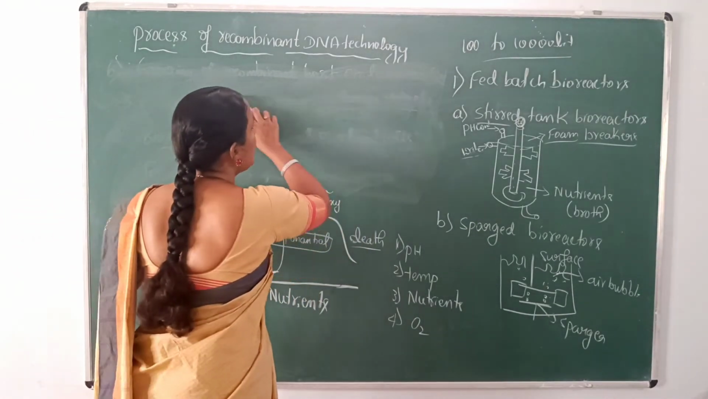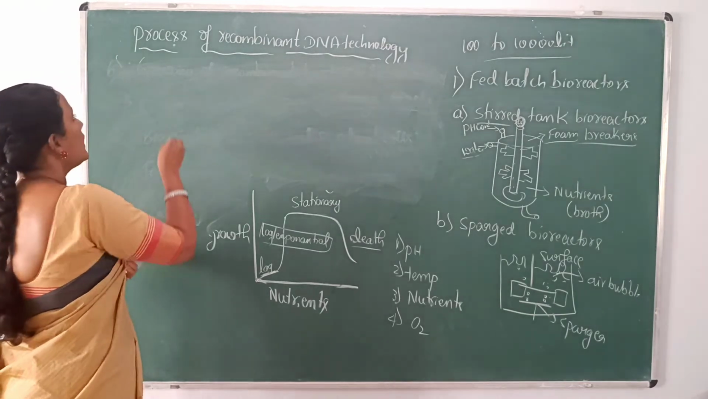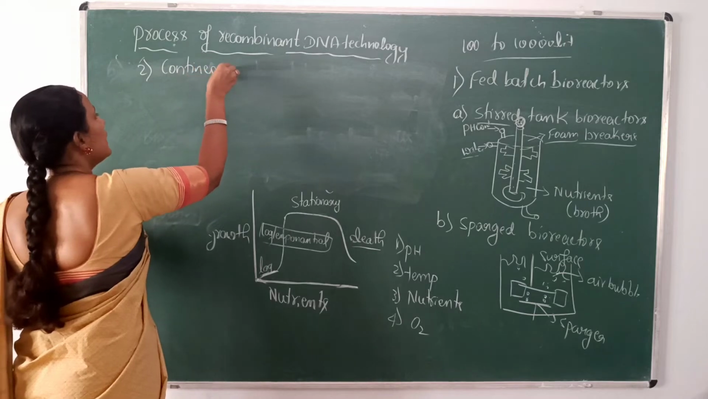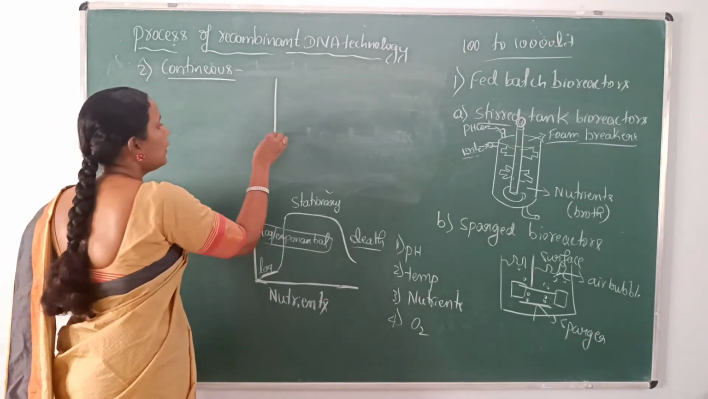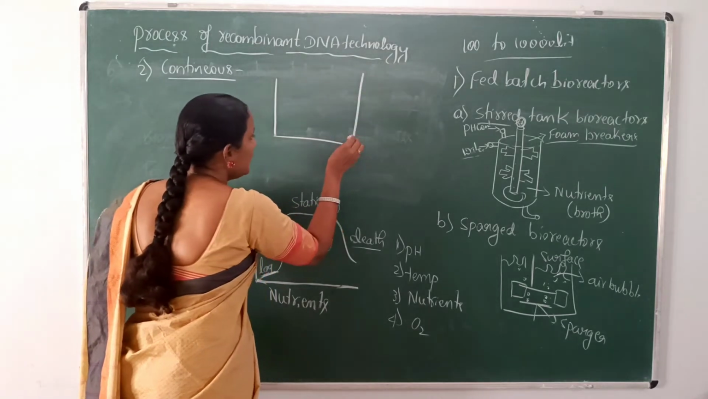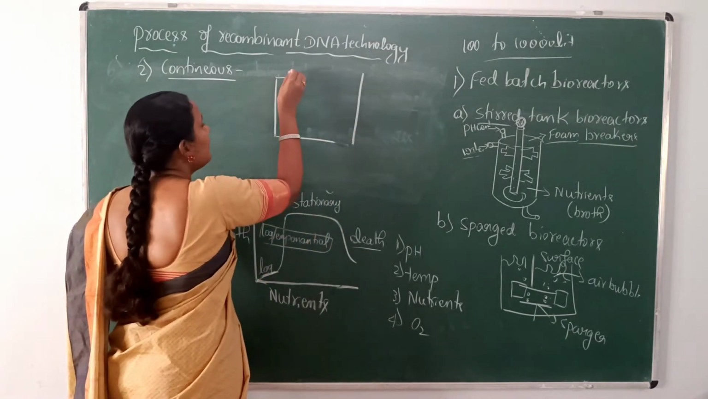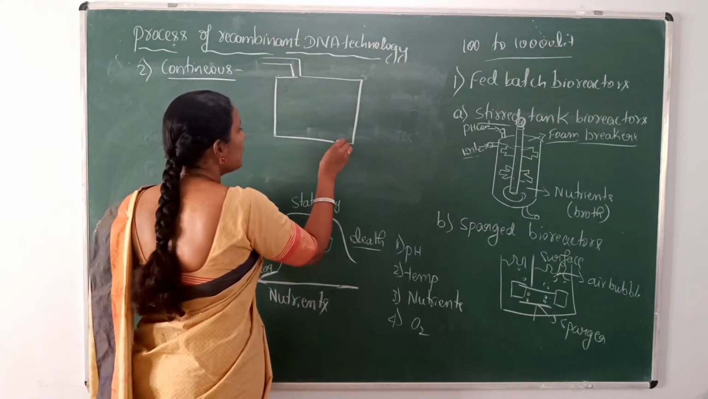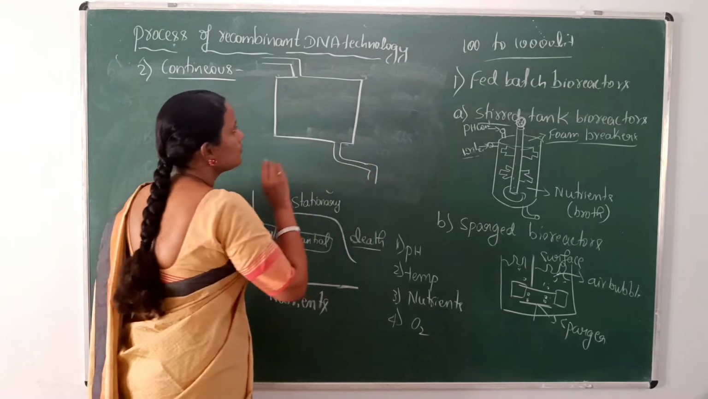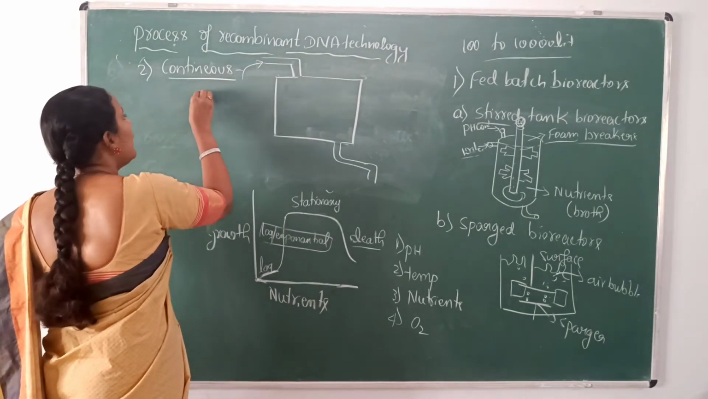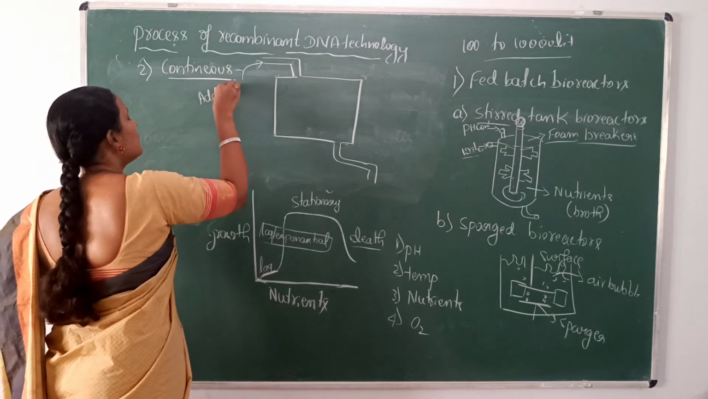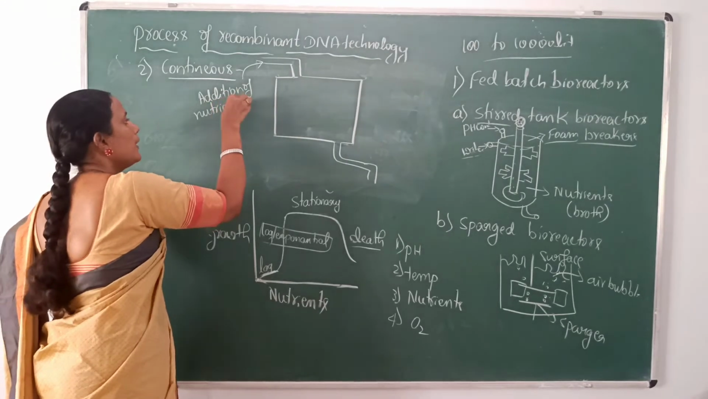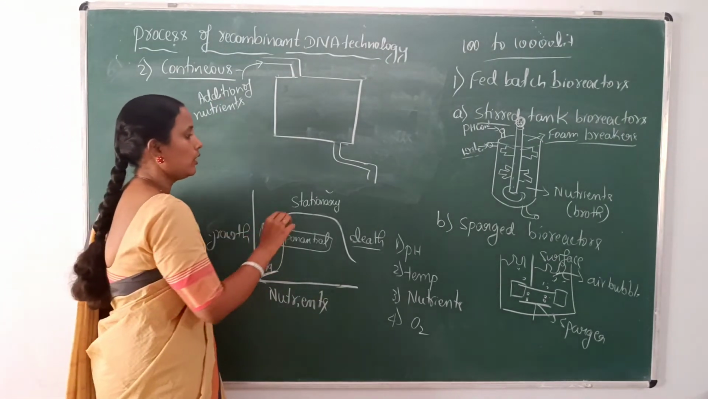So here I'll write here. In continuous, the second type, in continuous type of bioreactors, it is an open system. So consider it as a bioreactor. So there will be one opening above and there will be opening below also. So here it is for addition of nutrients. It is for addition of nutrients, and remember nutrients will be given in the form of broth here also.